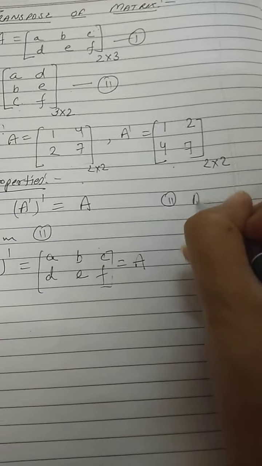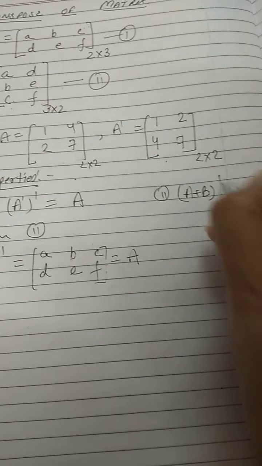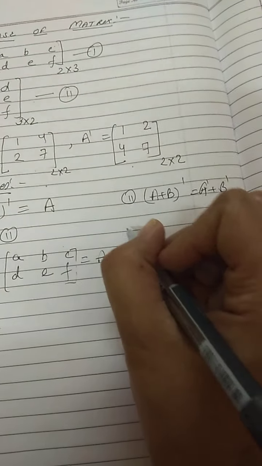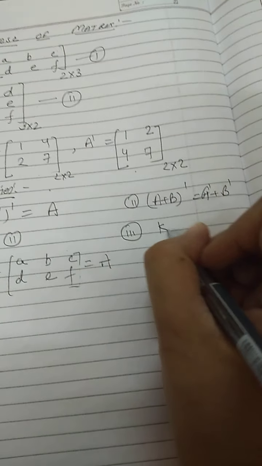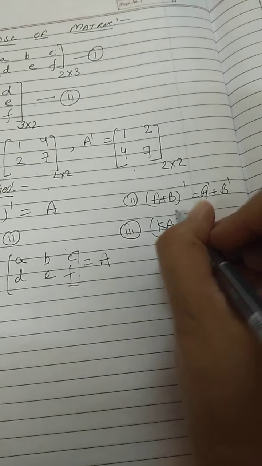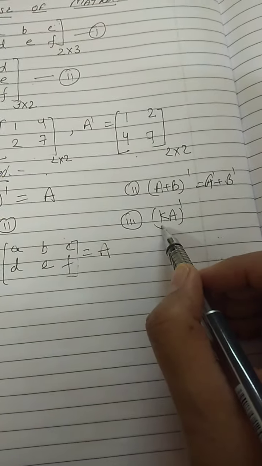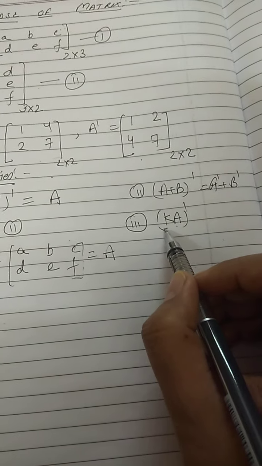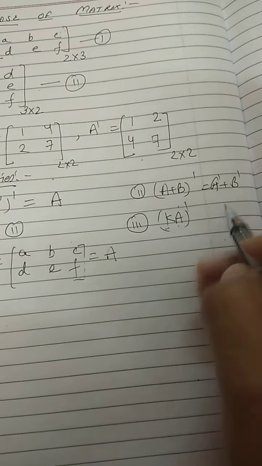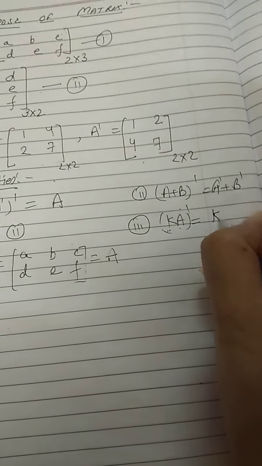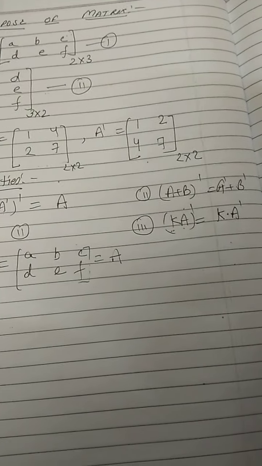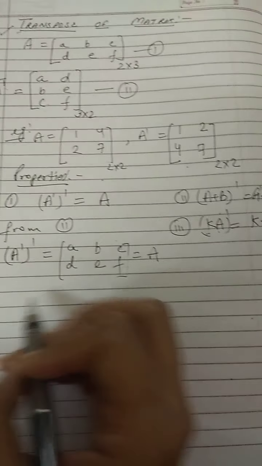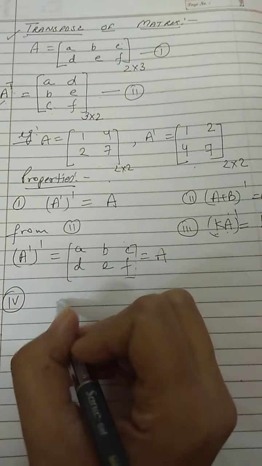Second property is when I take the transpose of the A plus B matrix, this will be directly equal to A transpose plus B transpose. Third property, when I take (kA) transpose. Now what is this k? If you remember, k is any non-zero scalar. That means I am multiplying the matrix with the non-zero scalar k and then taking the transpose. It will be directly equal to k times the transpose of A, right? So these are the first three properties, and one last property that is a very important property.